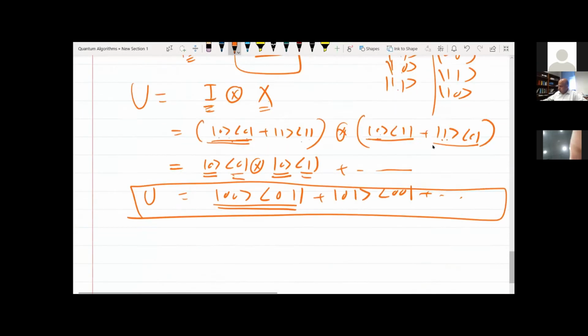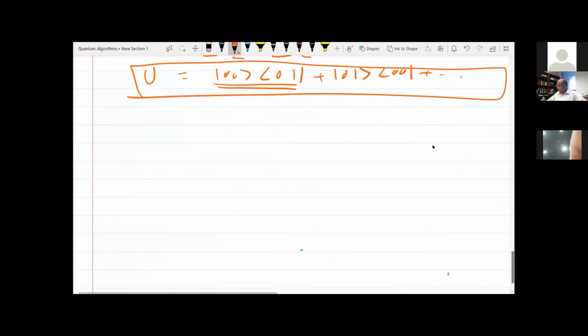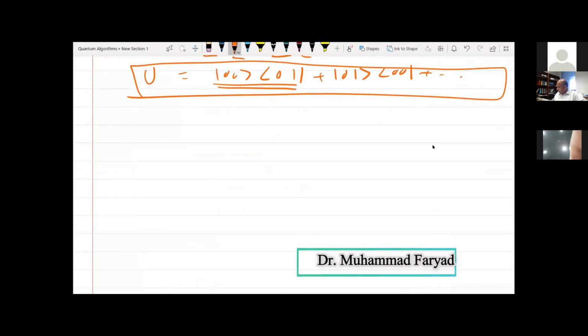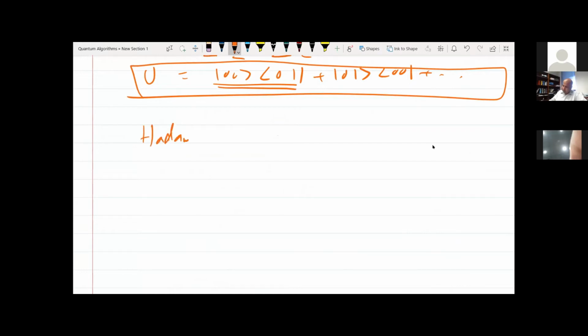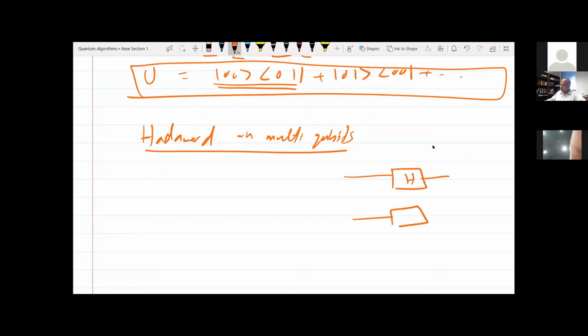Let's now do a Hadamard gate on multi-qubits, because this is the key operation we are going to use later on. Suppose I have 2 qubits and I perform Hadamard on one and then Hadamard on another. Suppose this is initialized to 0 state, and this is initialized to 0 state. Let's see what the output is.